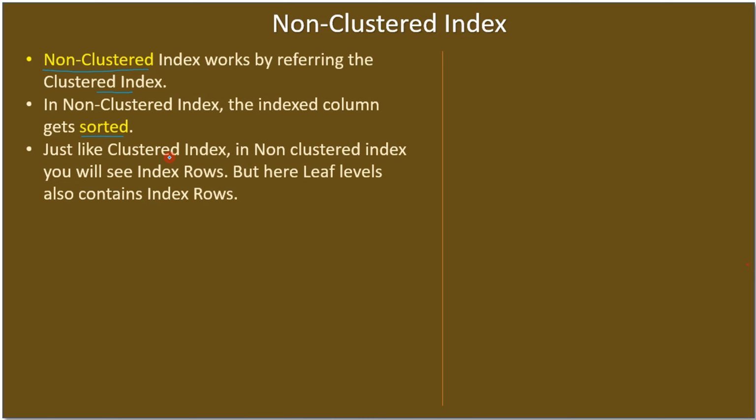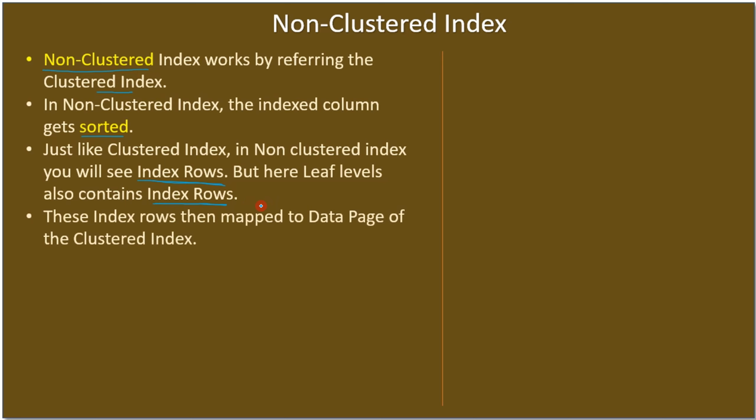Just like clustered index, in non-clustered index, you will see index rows. That means intermediate nodes will have index rows. But here, leaf level also contains index rows. But in clustered index, leaf level will have the data rows, and there you will pick a specific record. Here, the leaf level also contains index rows that has a mapping to the clustered index. The index rows then map to the data page of a clustered index.